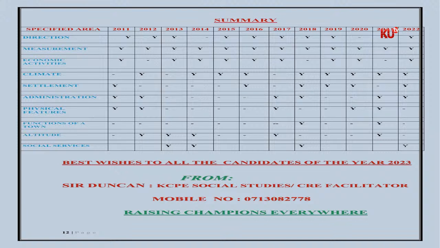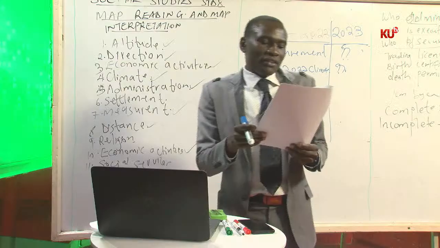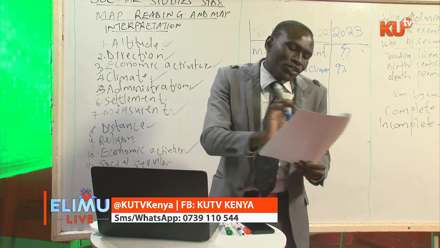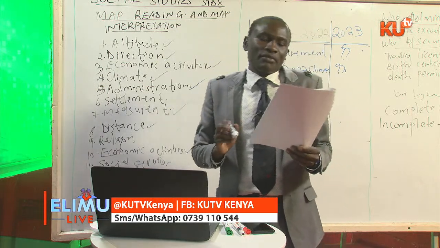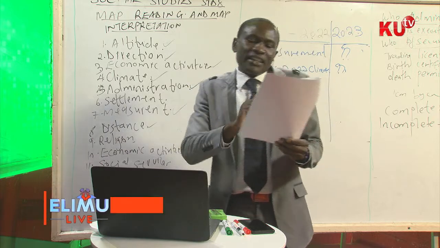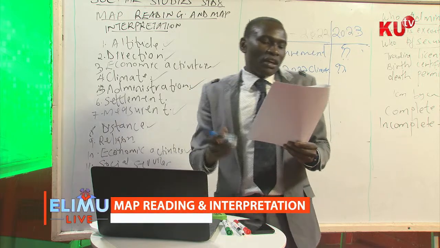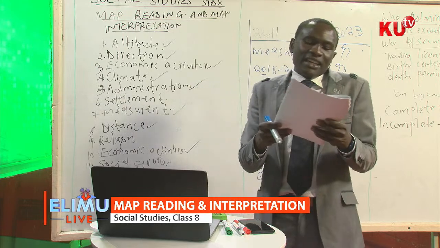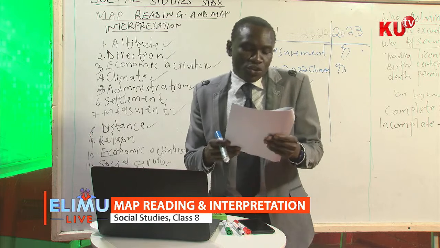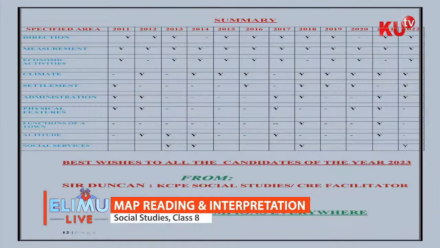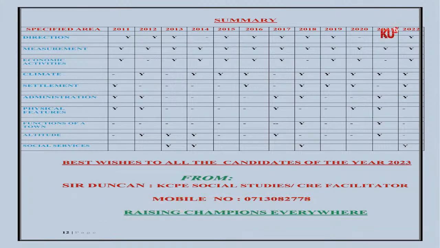On physical features, we only had 2011 and 2012. Then from there, it also collapsed up to 2016. Then it appeared 1 year. Then from there, you will find out that those questions have been also said. Then functions of a town is an area that is most commonly examined. But if you check on your screen, functions of a town, kindly take me there, please. Functions of a town, that question has only come 2 years, from 2011 to 2022.